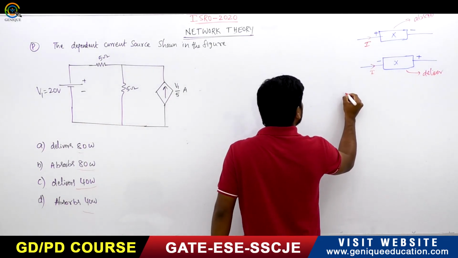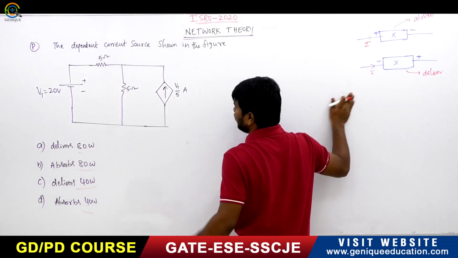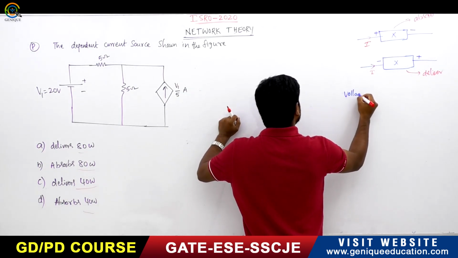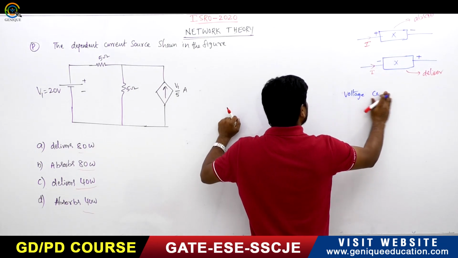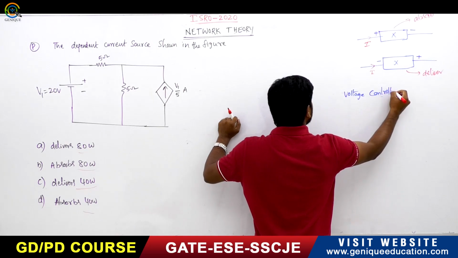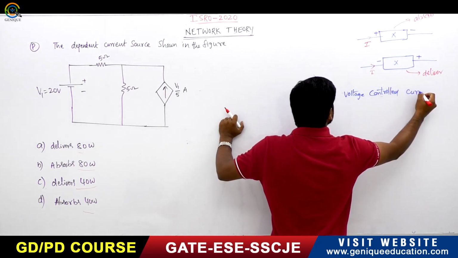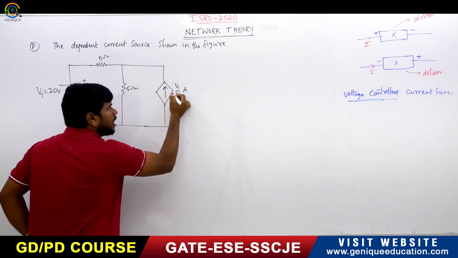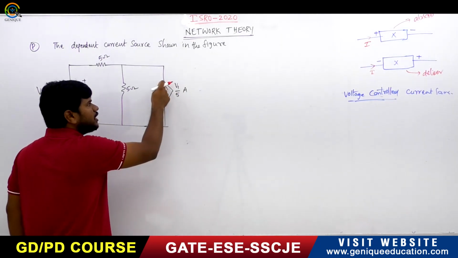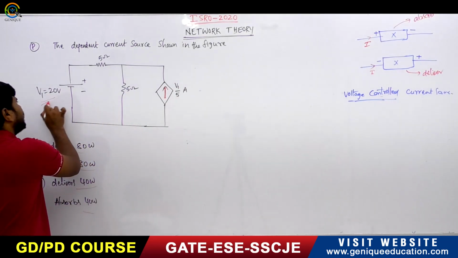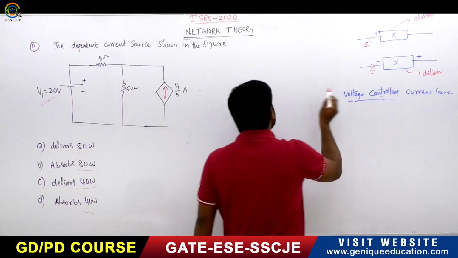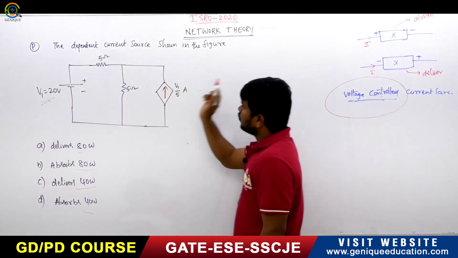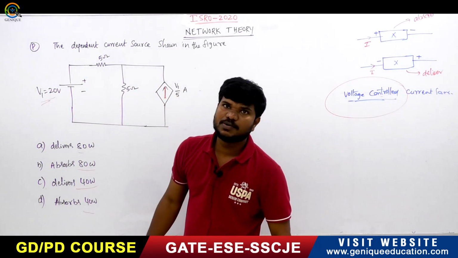What is this? It is a voltage controlled current source. We know this is a current source, right? This current is dependent on the voltage V1. So that's why this current is controlled by voltage. So it is a voltage controlled current source.